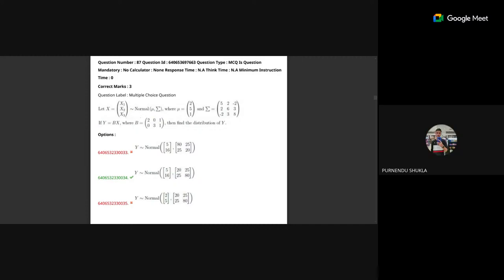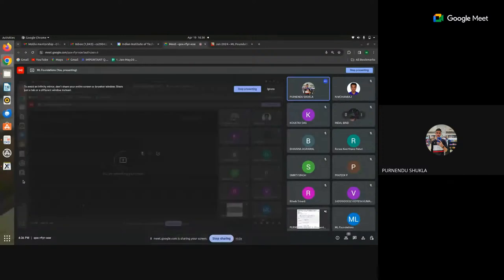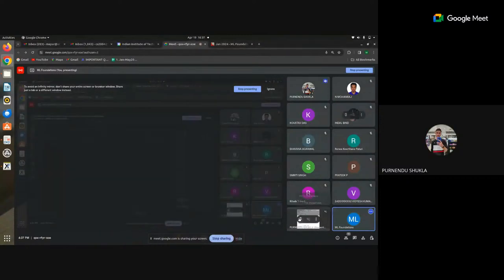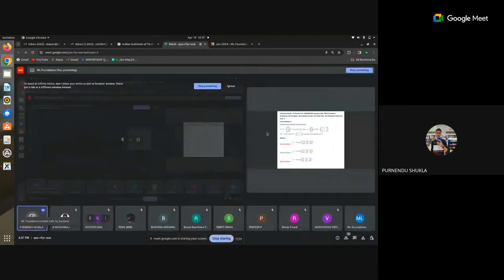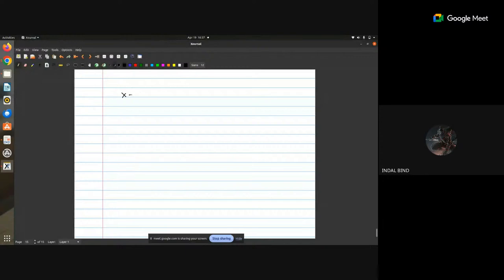So x is x1, x2, x3. You can even copy paste this question, right? What is x? x is x1, x2, and x3 with normal mu, sigma. I think in this question, is the value for finding the eigenvector? No, you don't have to find that. You have to find the distribution of the new random variable.